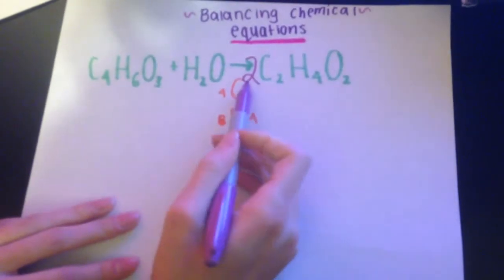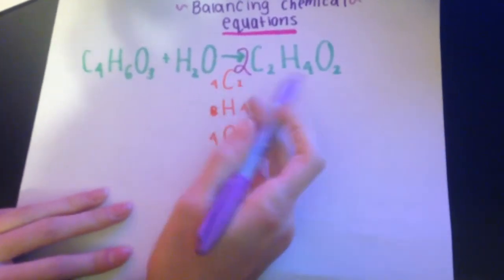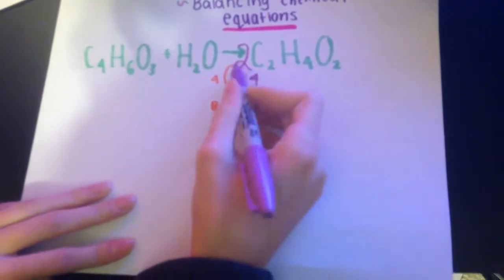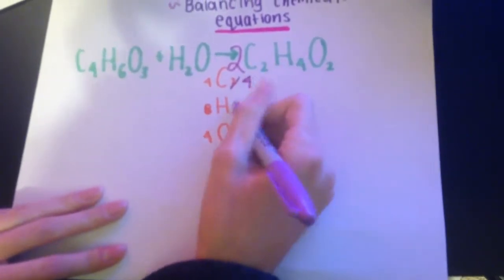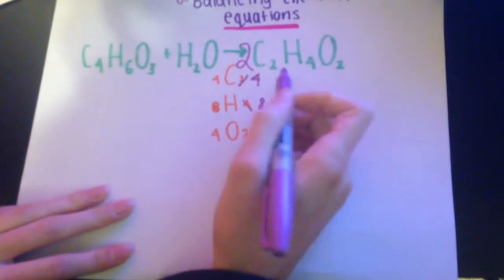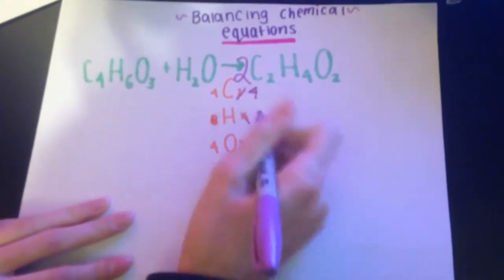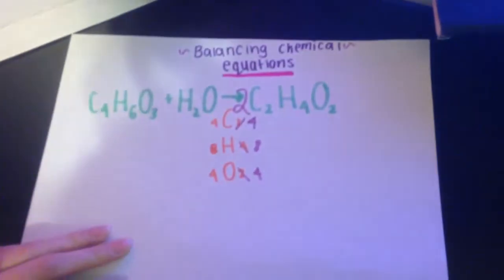And this, if you multiply 2 times 2, that's going to change this to 4. And 2 times 4 is 8. And 2 times 2 is 4. So now all of these are equal, and we have a balanced equation.